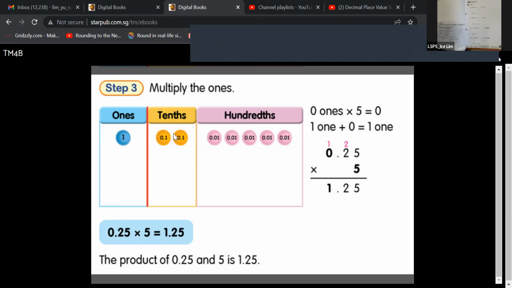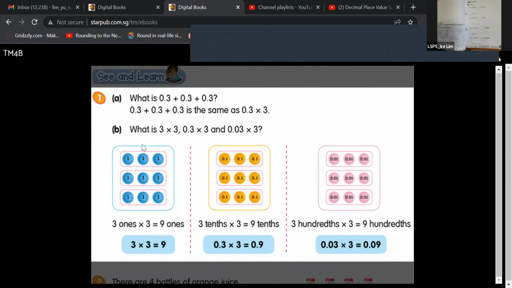Is that okay? So let's say I take a look at this first part here. The example given was 0.3 times 3. Page 62, that's the first part, right? It shows you 0.3 times 3. Now, it explains to you what it means. 0.3 times 3 is actually the same as saying I do 0.3 plus 0.3 plus 0.3. So 0.3 times 3 will mean I have a set of 0.3 three times.